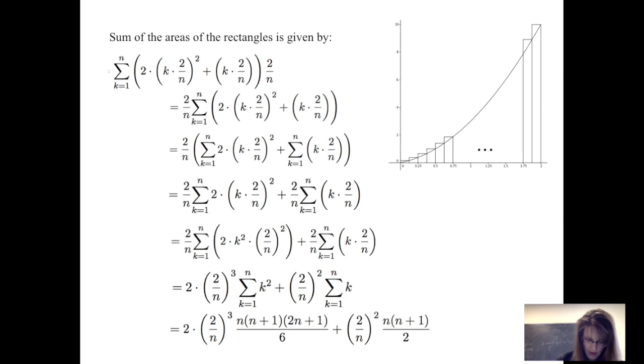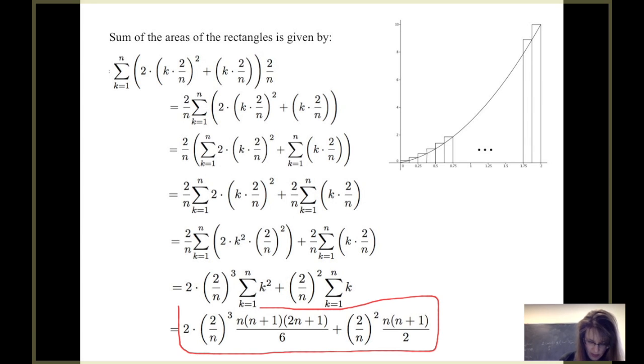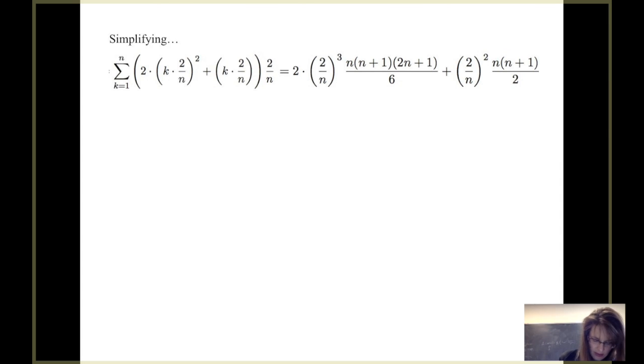And I've got a nice clean package where I've expressed the area of n rectangles, the sum of the areas of n rectangles. So it's an expression that only depends on n at this point. And I can simplify that a little bit.